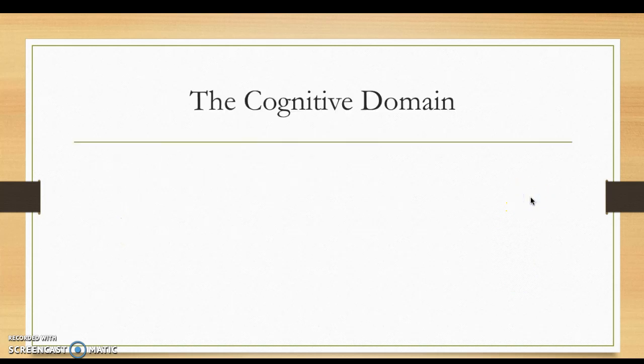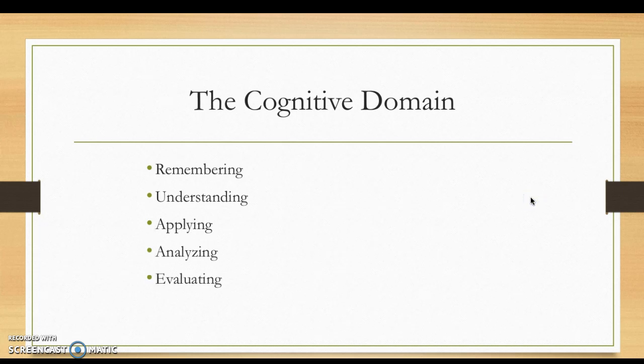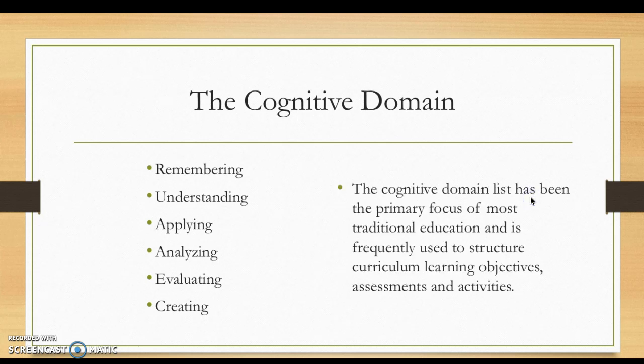The cognitive domain: remembering, understanding, applying, analyzing, evaluating, and creating. The cognitive domain list has been the primary focus of most traditional education and is frequently used to structure curriculum, learning objectives, assessments, and activities.